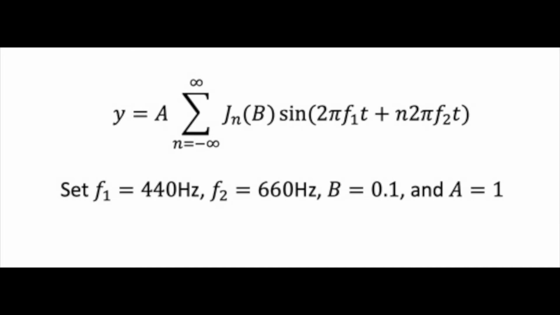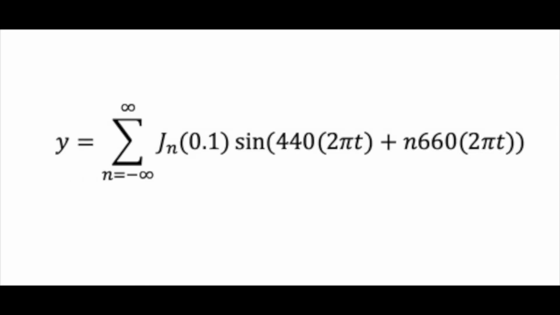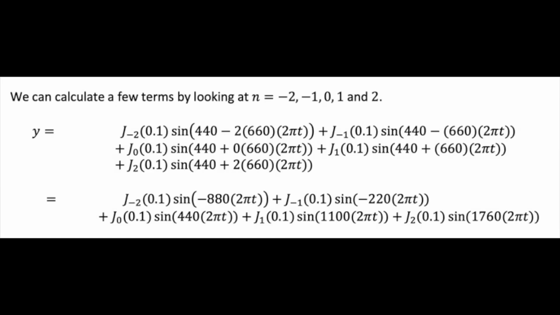To understand this simply, I'm going to set the carrier frequency to f1 equal 440 Hz, the modulator frequency to f2 equal 660 Hz, the modulation index to b equal to 0.1, and the amplitude of the carrier wave to a equal 1. From the equation, this means the resulting modulated wave will have equation y equal to the summation from n equal negative infinity to infinity of j sub n of 0.1 times sine of 440 times 2 pi t plus n 660 times 2 pi t. We can calculate a few terms by looking at n equal negative 2, negative 1, 0, 1, and 2.